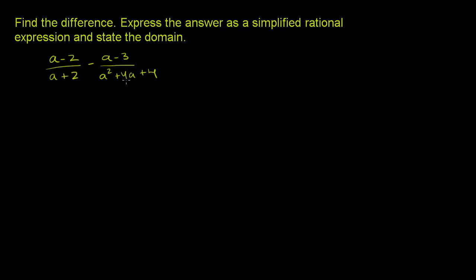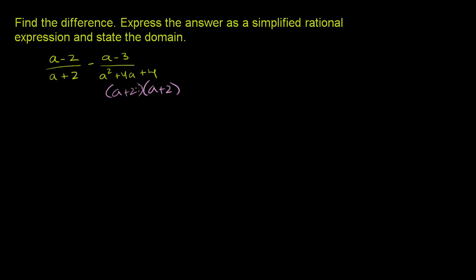A squared plus 4a plus 4. Well, you see the pattern: 4 is 2 squared, 4 is 2 times 2. So a squared plus 4a plus 4 is a plus 2 times a plus 2, or a plus 2 squared. So we say it's a plus 2 times a plus 2. That's what a squared plus 4a plus 4 is.